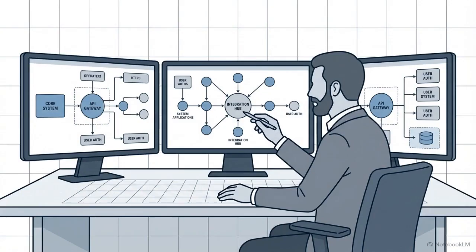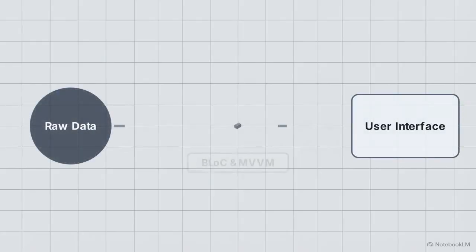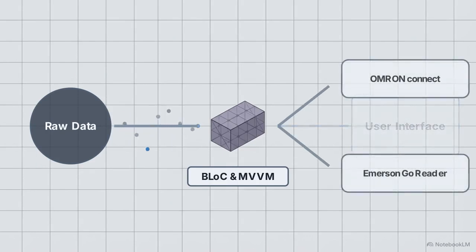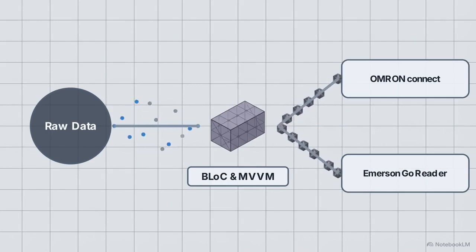Above the UI sits the logic layer. As Malwinder moved into leadership roles at companies like Firmenich and NetSmarts, his focus expanded from writing code to architecting the systems that govern it. This flowchart demonstrates his block and MVVM patterns. These isolate business logic from the user interface, ensuring secure data processing. This architectural rigor enables stability in projects like Omron Connect and Emerson Go Reader, processing massive enterprise data payloads without bottlenecks.